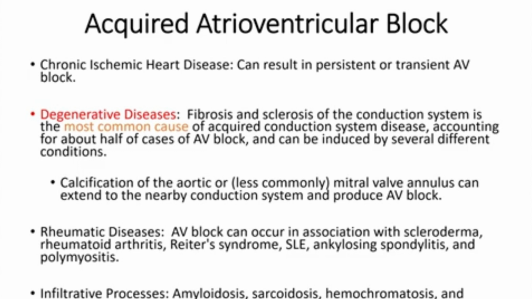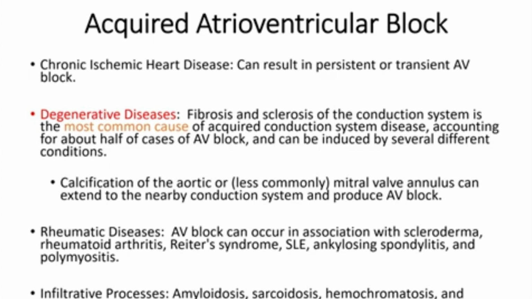It can be an acquired case. I'm sorry, it's one of the most common acquired types of AV block. Again, you usually see calcification of the aortic valve, calcification of the mitral valve, in an elderly population, it is wear and tear over the years of that His-Purkinje system.